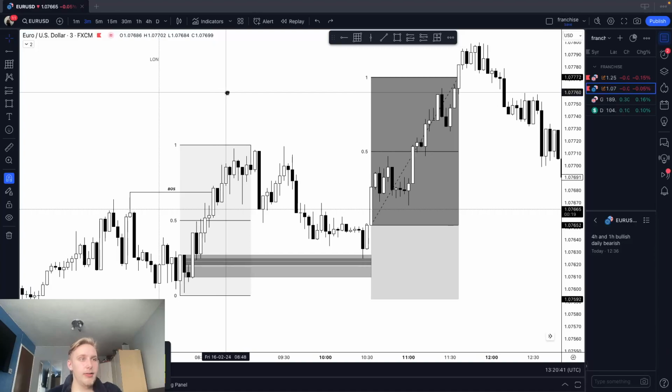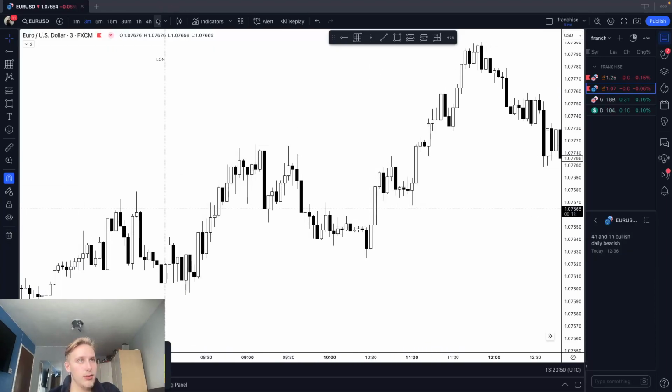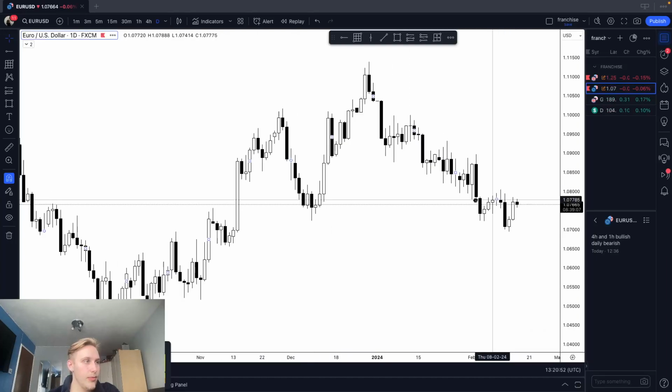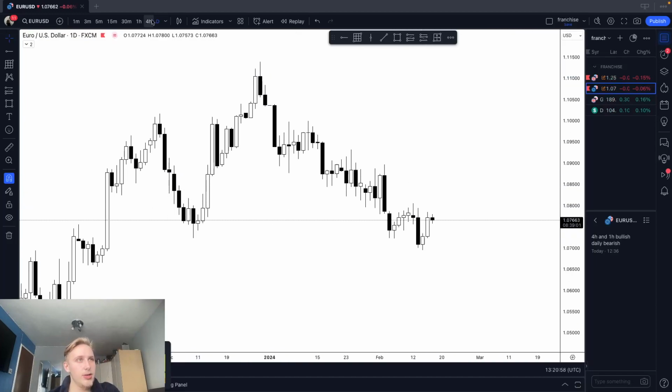This was the trade. It was a continuation model trade, and obviously this is my bias. I'll show you the bias now. So go on to the daily time frame. We are bearish from this break. It would need to break above this high to be bullish.